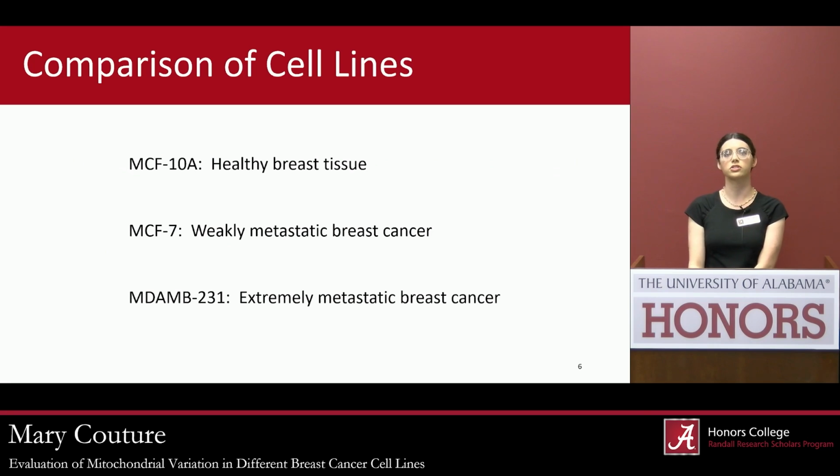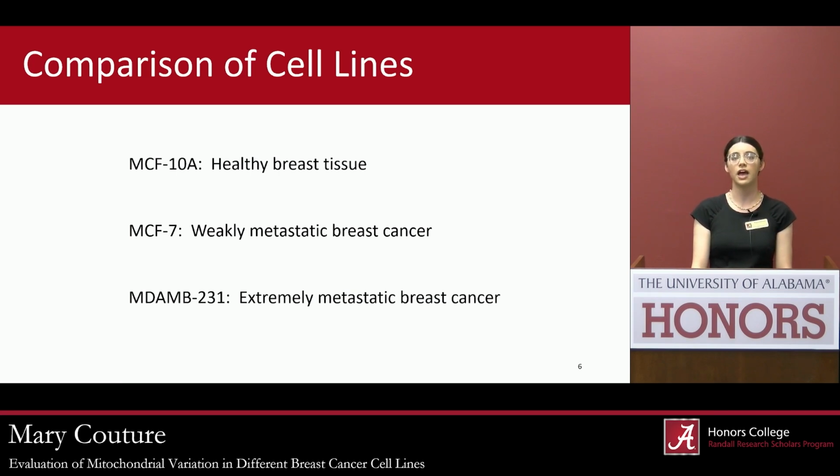To look at this question, we are examining three cell lines, the first of which, MCF10A, are simply healthy breast tissue cells. These will give us a baseline for what the mitochondria of healthy cells look like. The next cell line we are looking at are MCF7s, which are weakly metastatic cells. They form tumors that spread to other parts of the body, but do not do so particularly aggressively.